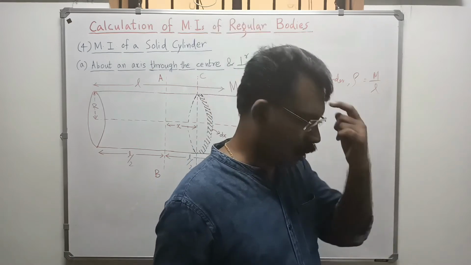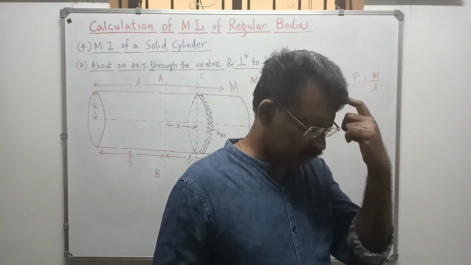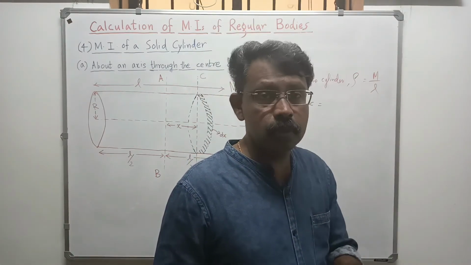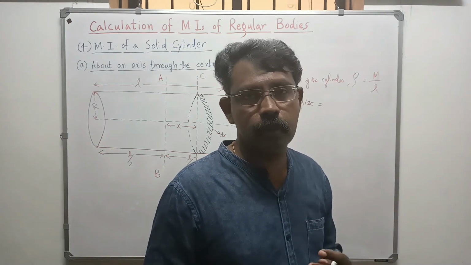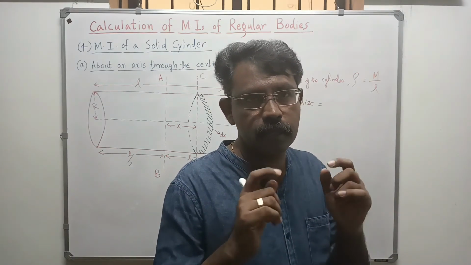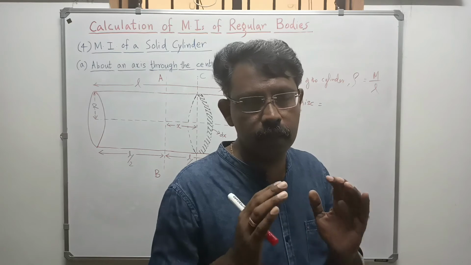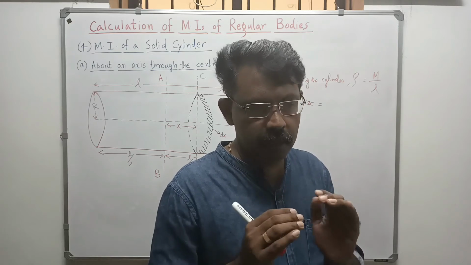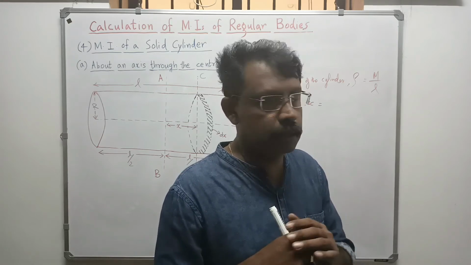I wrote it because you might have studied the melde's string experiment in physics. There we consider a string which is vibrating, and we take one constant to be put in that experiment as linear density, that is rho.